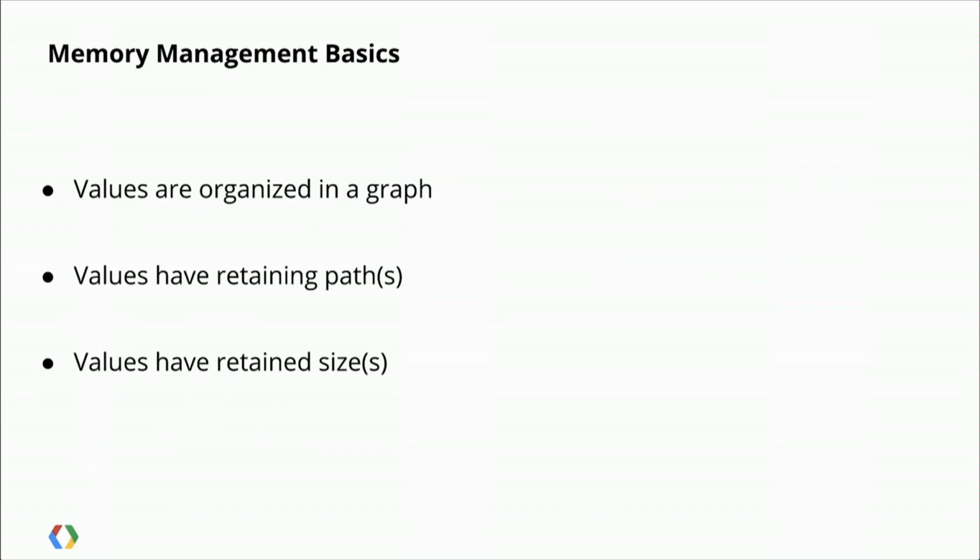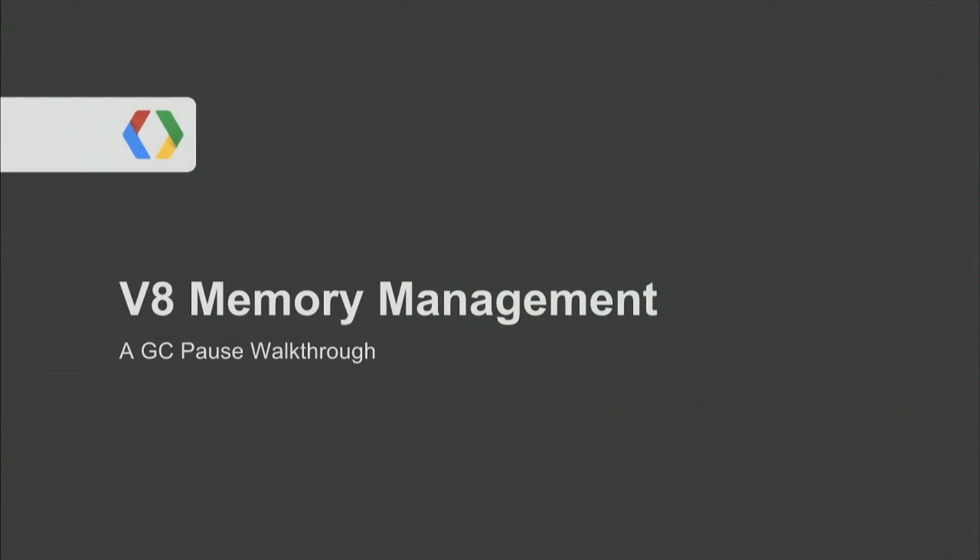So in general, the really basics of memory management in JavaScript are that values are all organized inside this graph, and they have retaining paths, and any value that lacks a retaining path has become garbage. And then there are retained sizes, which is the amount of memory that you're going to free up when the value itself becomes garbage. So let's go from the general to the specific and talk about the way V8 manages memory and what happens during a GC pause.